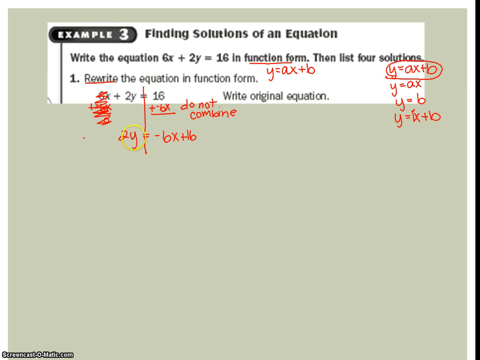Y is still not by itself. This needs to be a 1 in front. The coefficient needs to be 1. Because of that, I'm going to get rid of the 2. The inverse operation of multiplying by 2 is dividing by 2. Divide every term. This clears to y. That's a good start because we want y by itself. Negative 6 divided by 2 is negative 3x, plus 16 divided by 2 is 8. This is my function form, the equation I want now.